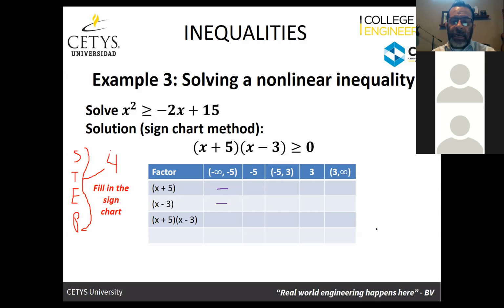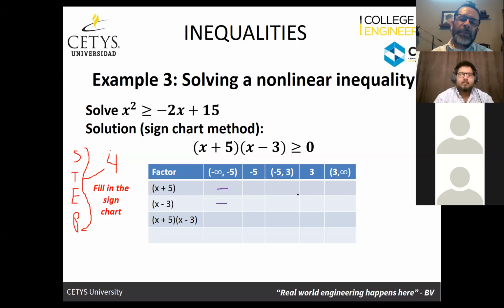Let's see. Luis. And please turn on your camera. Thank you very much, Luis. Now, let's look at the product. So what I have here is the product. I'm multiplying these two. So if I multiply these two, this one is negative and this one is negative, and I multiply them, what sign is the result going to have? Positive. Positive, correct. So I put a positive here. Perfect. Thank you, Luis. Okay. That's how we're going to start filling in the table.